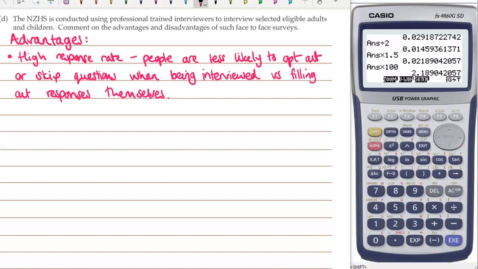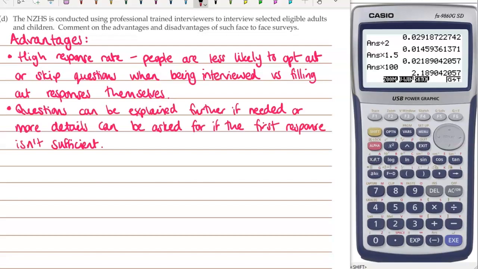The first that I've put is that you get a high response rate when you're interviewing people. People are less likely to opt out or refuse to answer questions when you're dealing with an actual real-life person. Another advantage is that an interviewer can build off of the response that's been given. So if somebody needs a little bit more explanation about what a question means, or they've given a response that didn't quite match the question, they can ask for further details or give more clarification.